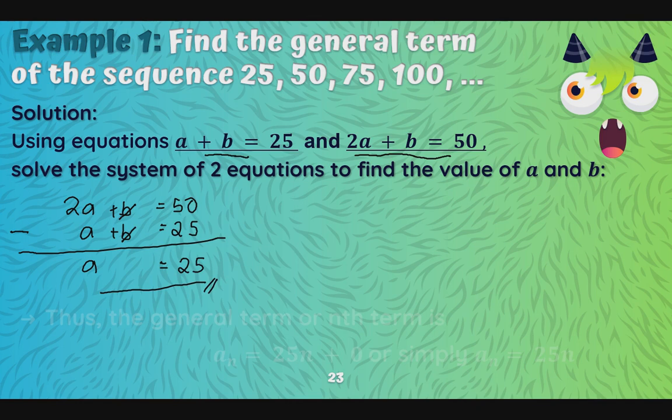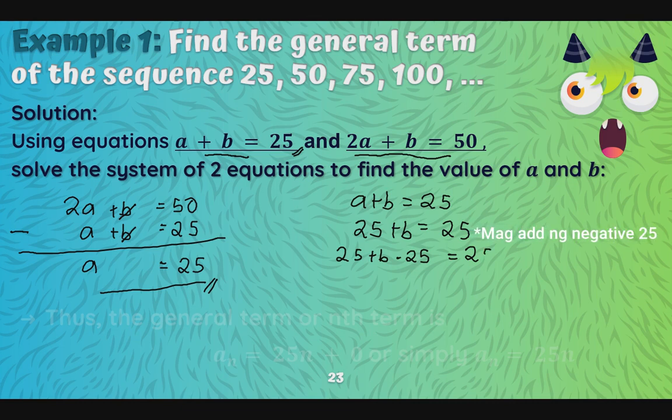So, para mahanap yung value ng B, gamitin natin itong unang equation natin. Ang A plus B is equal to 25. Ano bang value ng A na nakuha natin? 25. Plus B is equal to 25. Ngayon, using addition property of equality, mag-add tayo ng negative 25 both sides ng equation, plus B minus 25 is equal to 25 minus 25.